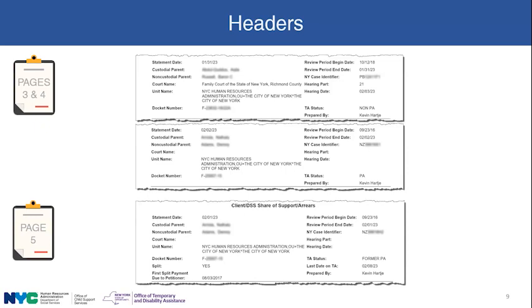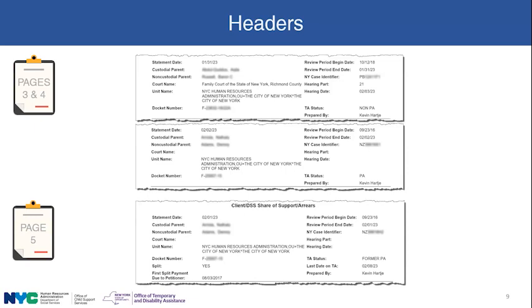Regarding the case type, the TA status reflects the public assistance status of the dependent child. The case type can either be non-PA, PA, or former PA.